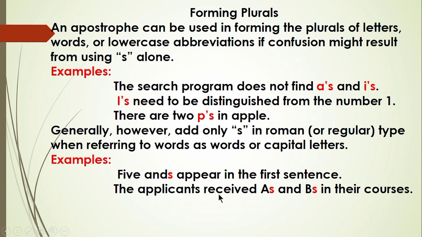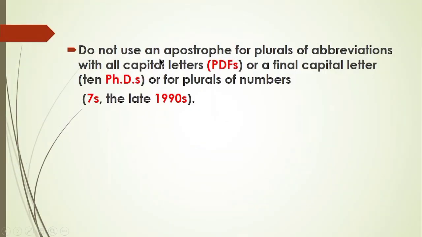The applicants received As and Bs. Now you can see these As and Bs, they are in capital. So therefore we only put an S rather than apostrophe plus S. So in this case we need only S. Do not use an apostrophe for plurals of abbreviations with all capital letters. For example, PDFs. So if all the letters of an abbreviation are in capital, we do not put an apostrophe. We rather add only S.